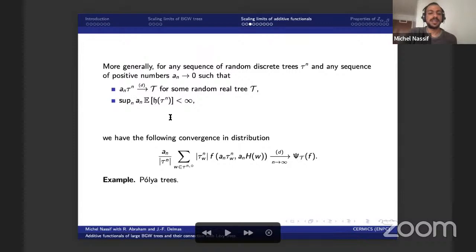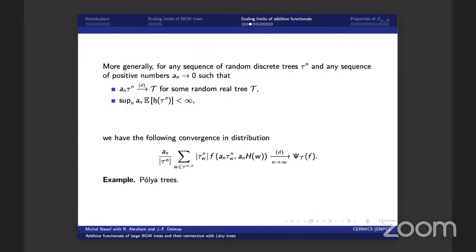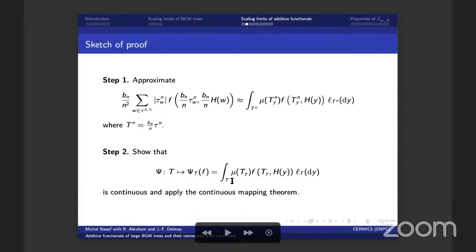Sorry, what are mu and L in the previous formula? There was an integral of mu, f, L in the previous slide. What are mu and L? I'm sorry, I forgot to say. So L is the length measure, the Lebesgue measure on the tree. And mu is, if you remember, the trees we consider are measured, they come equipped with a measure, and this is it. So it's just mu.